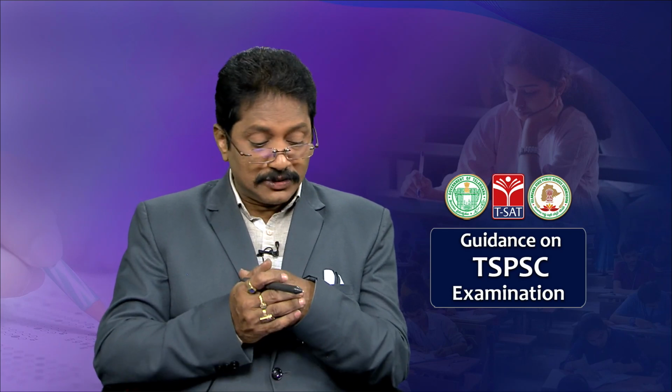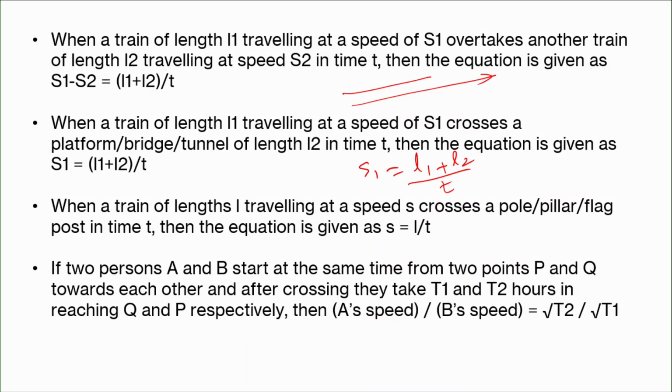Okay. Now, coming to the next one: when a train of length L travelling at a speed crosses a pole or pillar in time t, then the speed is equal to simply the length of the train, which will be the distance covered by the train. So, simply you can say the speed is equal to L by t, clear.